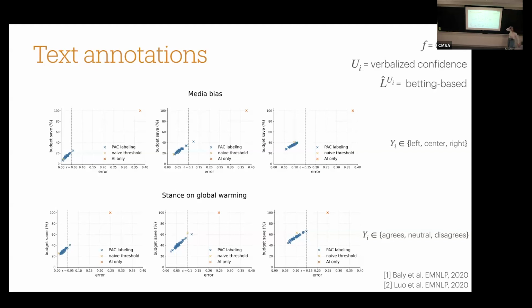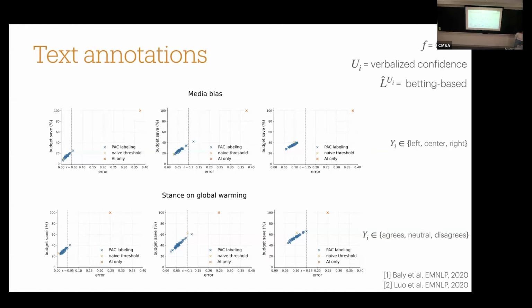Okay, and so the second example is stance on global warming. And so again, here we see even larger saves. With a 5% error guarantee, we see saves of around 30%. Here it goes to about 40%, 50%. So we can save quite a bit.